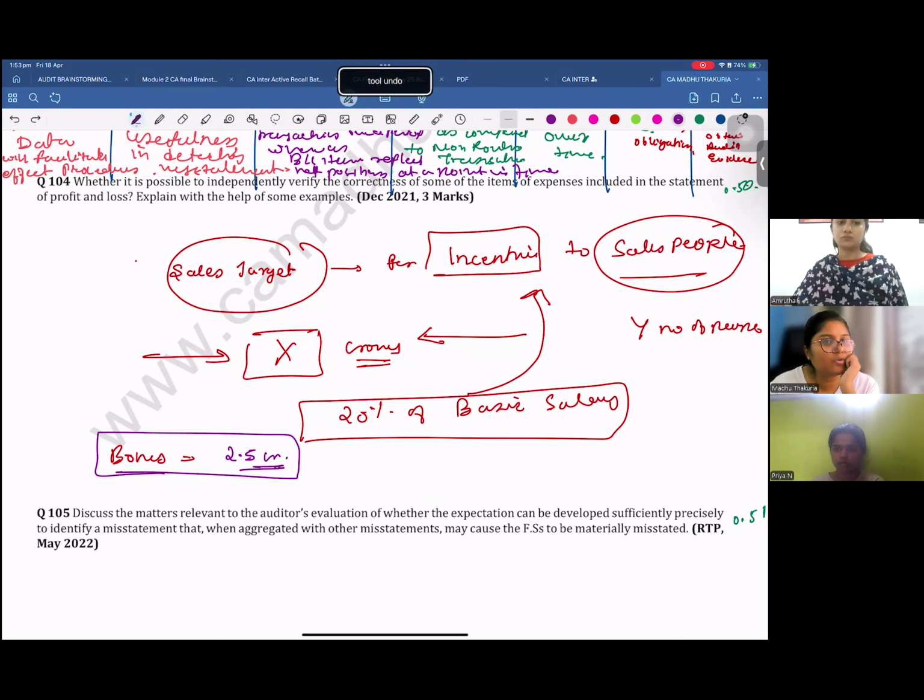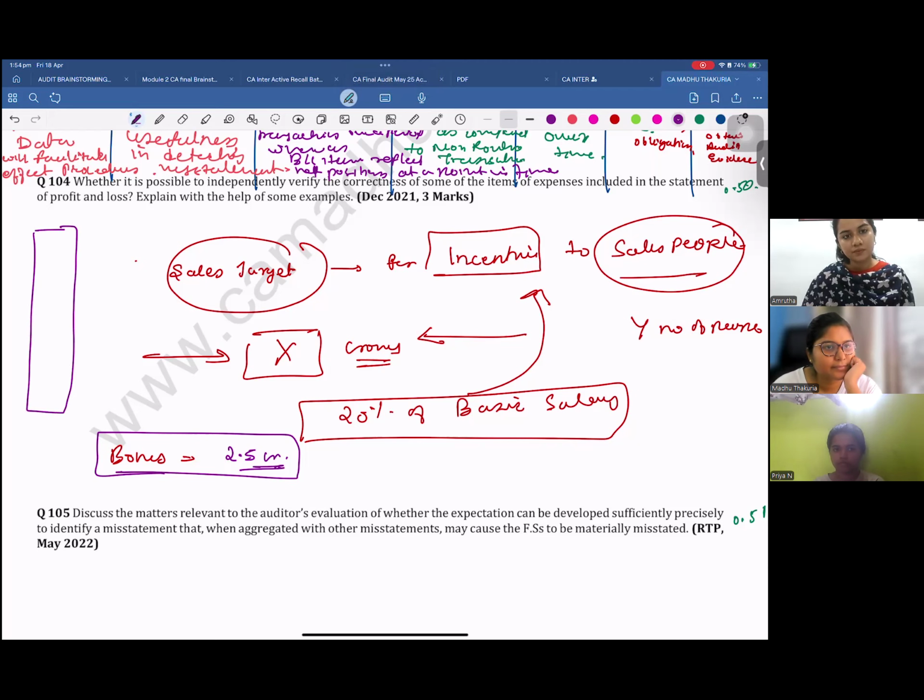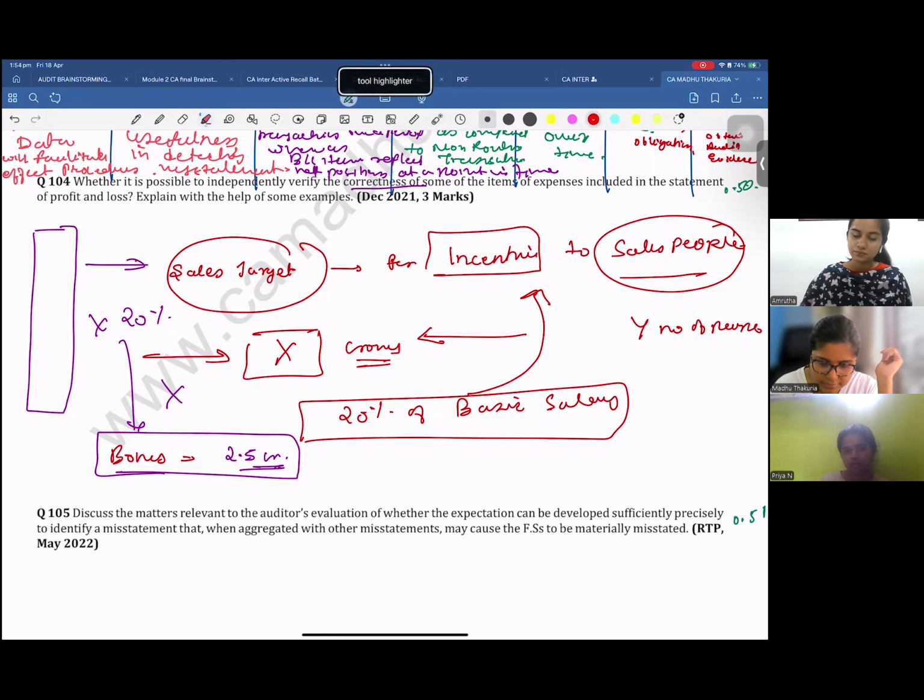Can you verify if this 2.5 crores amount is correct or not independently, just by looking at the P&L items? You can. I'll tell you what you do. You take the basic salary of all these employees, multiply that by 20%, and check if you can reach this amount or not. You just took one number because the criteria was very simple. If you achieve 100% of the sales target, 20% of your basic salary will be given. If this amount doesn't match, then what was the reason? Then you can identify. Makes sense? That is the meaning of this question. Let's write that.